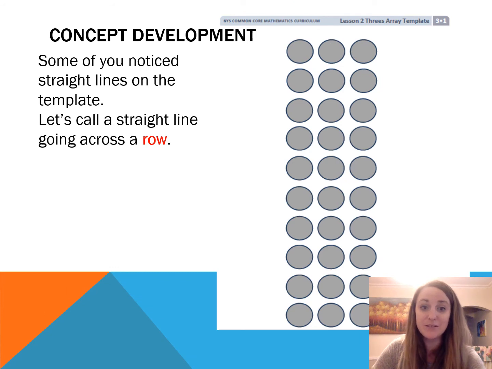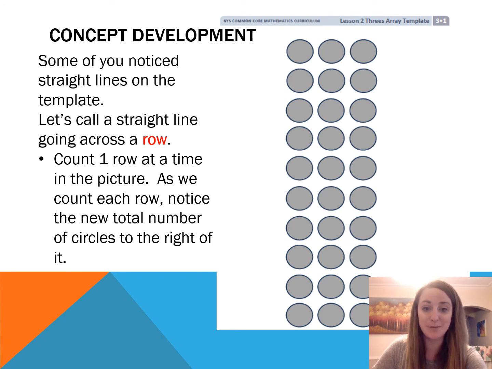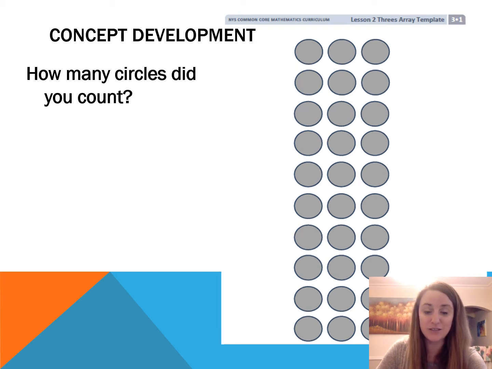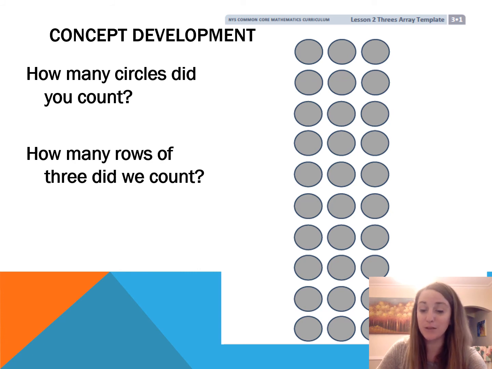Some of you notice that there are straight lines along the template on the board. Let's call a straight line across a row. Count one row at a time in the picture. As we count each row, notice the new total number of circles to the right of it. Let's start. 3, 6, 9, 12, 15, 18, 21, 24, 27, 30. How many circles did you count? How many rows of 3 did we count?